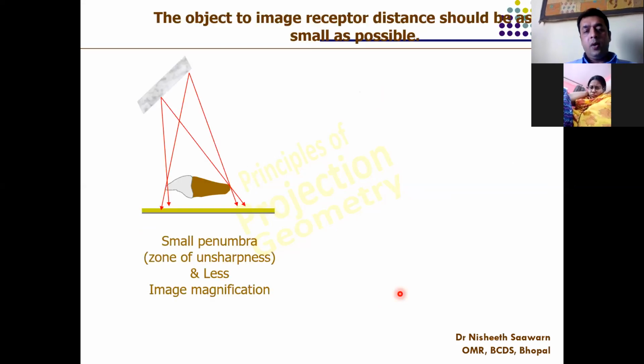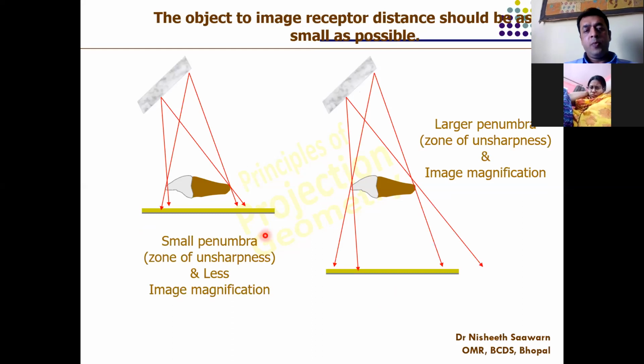Now this is another law. The object and the image receptor should be close to each other. If they are close, the shadow will be sharp. If they are far, what will happen? The size will be larger and a blurred image will be obtained.